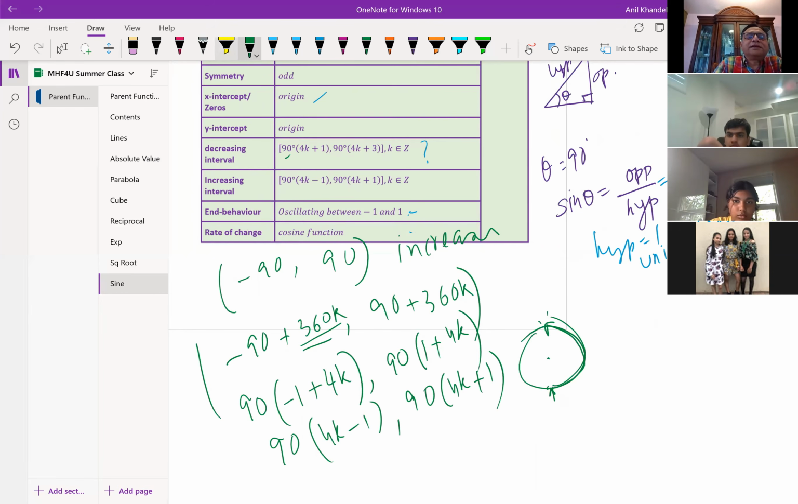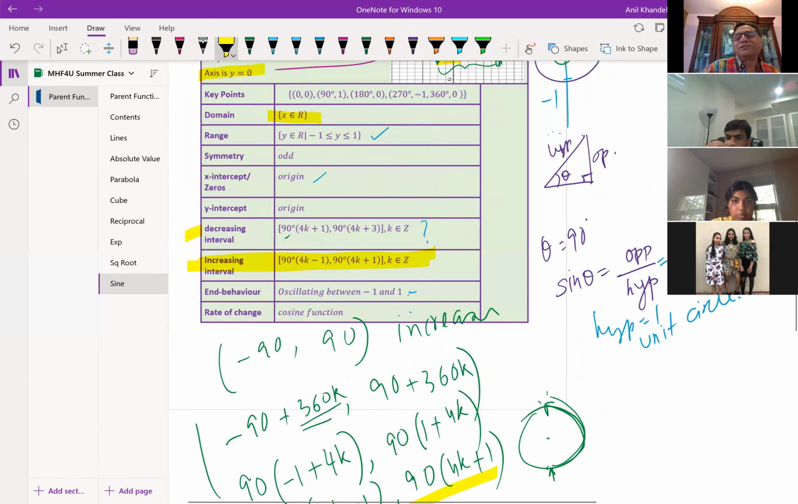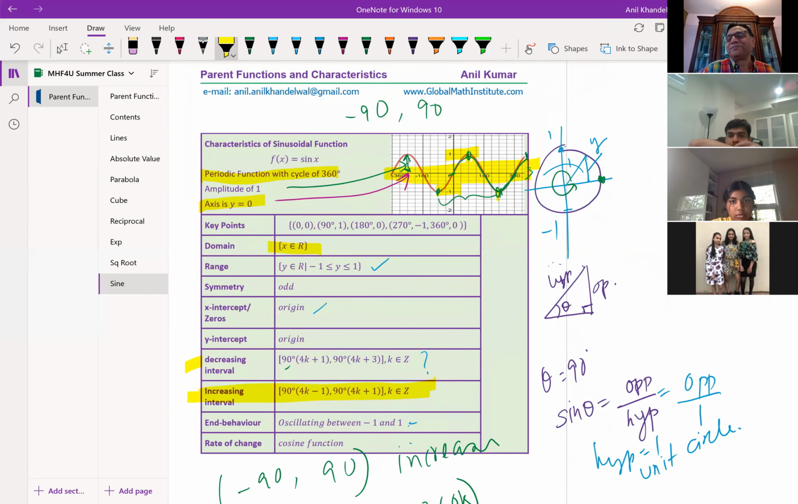And so I get my increasing interval, which is this. Do you match this value? 90 times (4k minus 1) to 90 times (4k plus 1) for any value of k, positive integers. Is that okay? It could be negative also. It works both ways. Correct? So, similarly, you can find the decreasing interval. The decreasing interval is from 90 to 270. So, if you do the same thing which I did, you will get that as your answer.